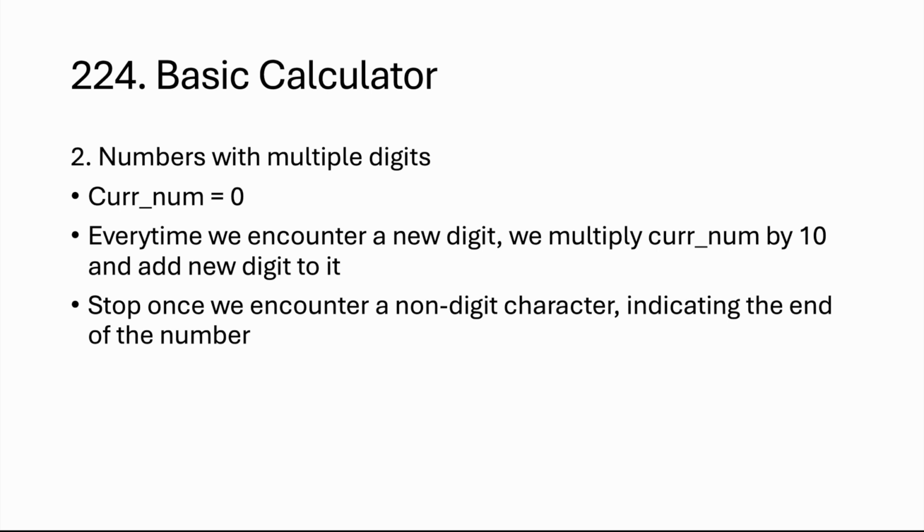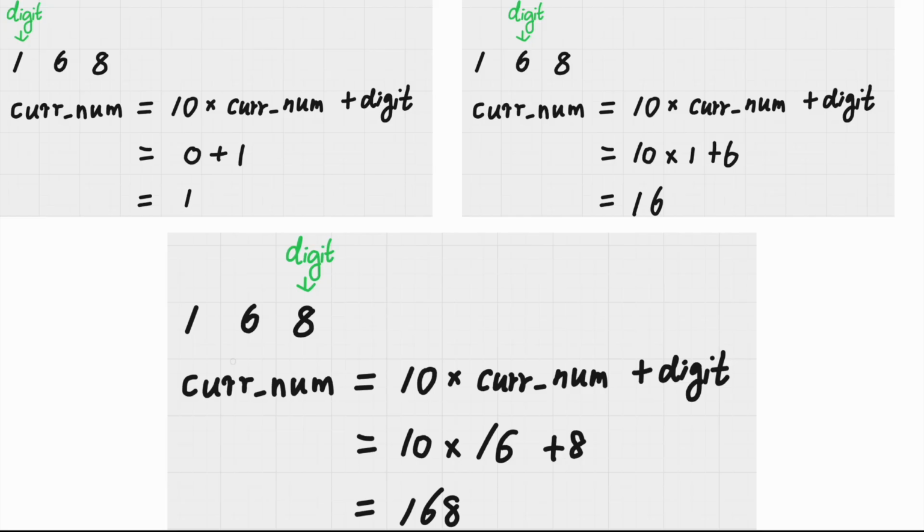Part 2. Numbers with multiple digits. We can initiate current number as 0, and every time we encounter a new digit, we multiply current number by 10 and add a new digit to it. We can stop once we encounter a non-digit character, indicating the end of the number. This is an example of how we process number 168.